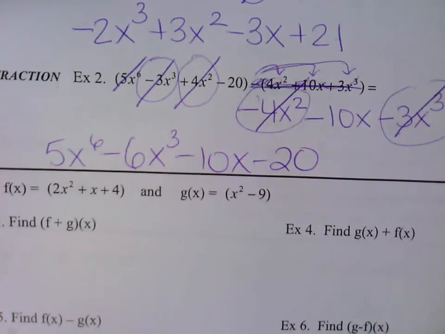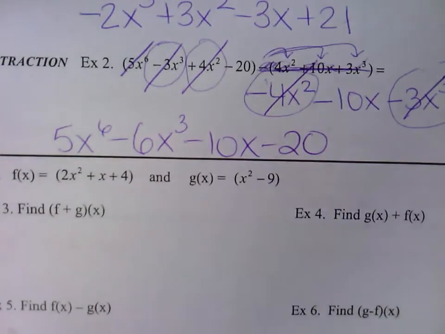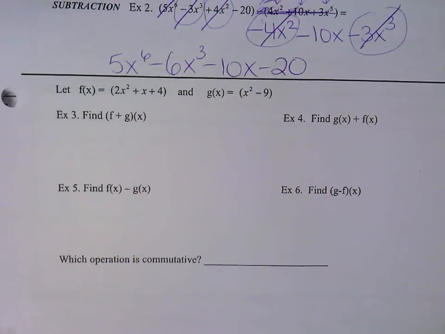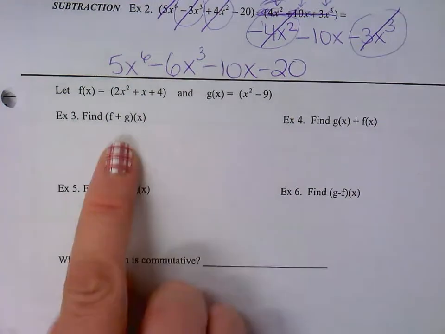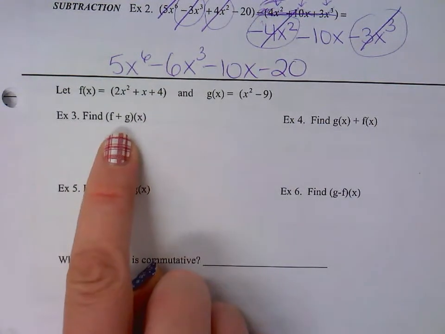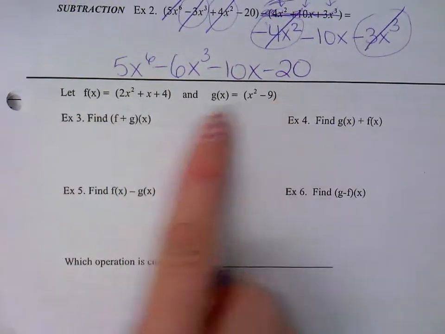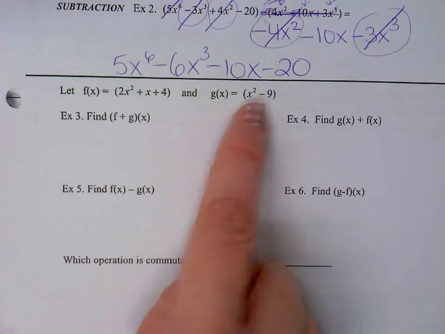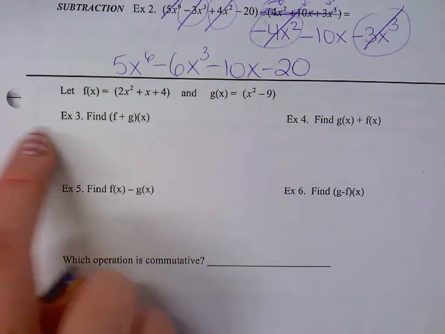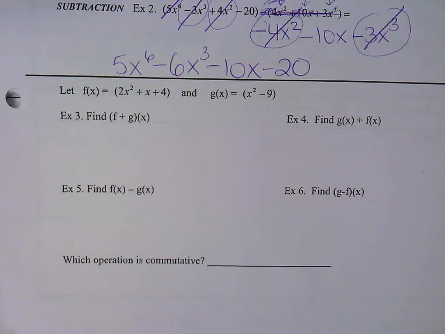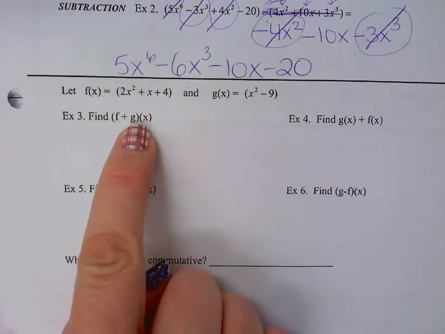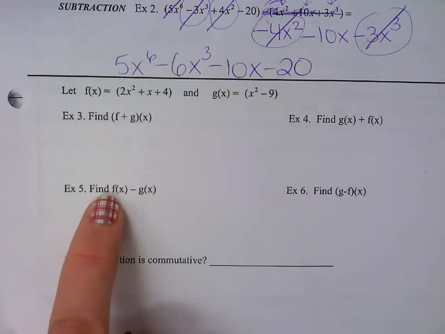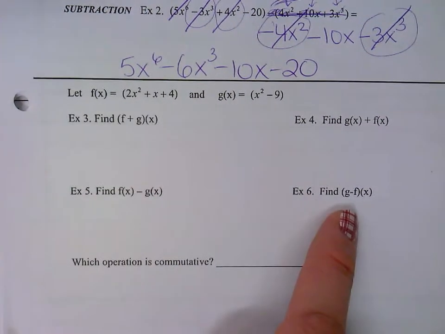All right, so you're going to try examples 3 through 6 the same way. And if it helps you to actually write out the functions so you can cross them out, like example 3, maybe you can do it all in your head. Maybe you want to write out this function and then add this function so that you can cross it out all under example 3. So you're going to add f plus g, then you're going to add g plus f, and then you're going to take f minus g, and then you're going to subtract g minus f.